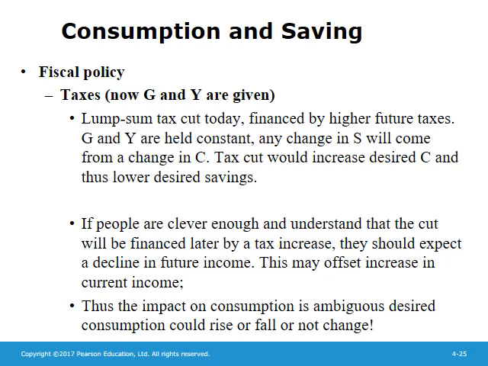The increase in their current income will be offset by a decline in their future income. So the effect might rise, fall, or not change at all. The impact of a tax cut on consumption could be one of three. They might not be clever enough, so the tax cut will increase disposable income and thus increase their current consumption.